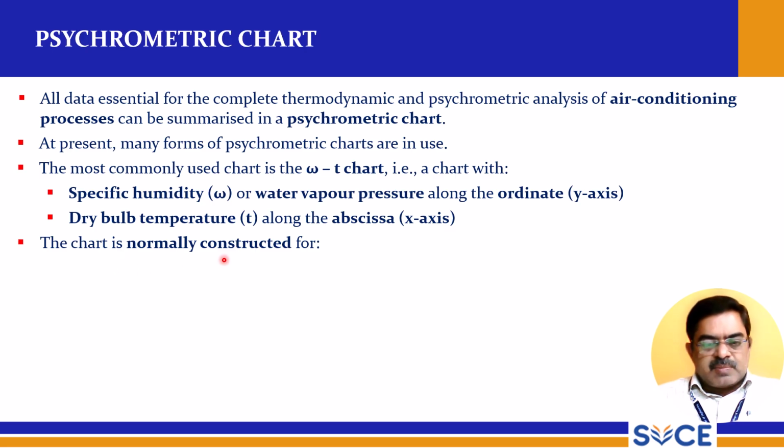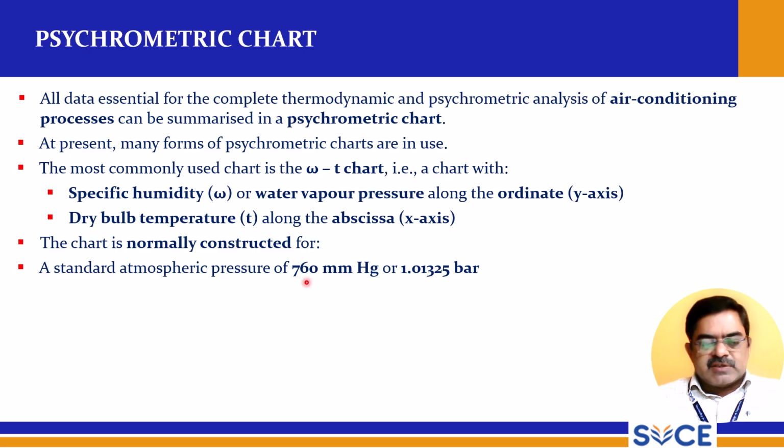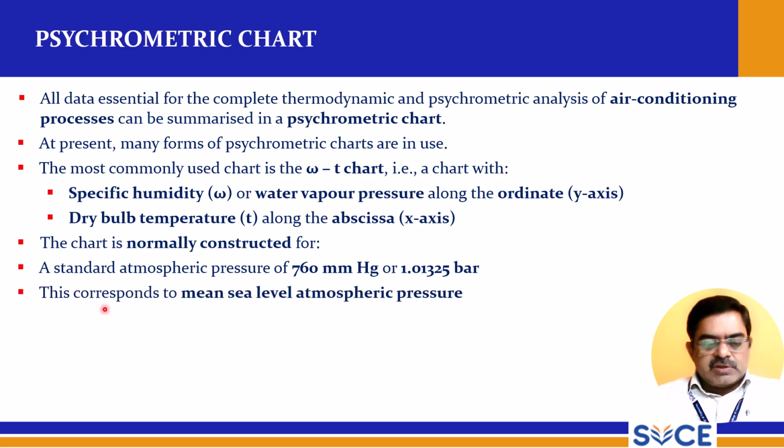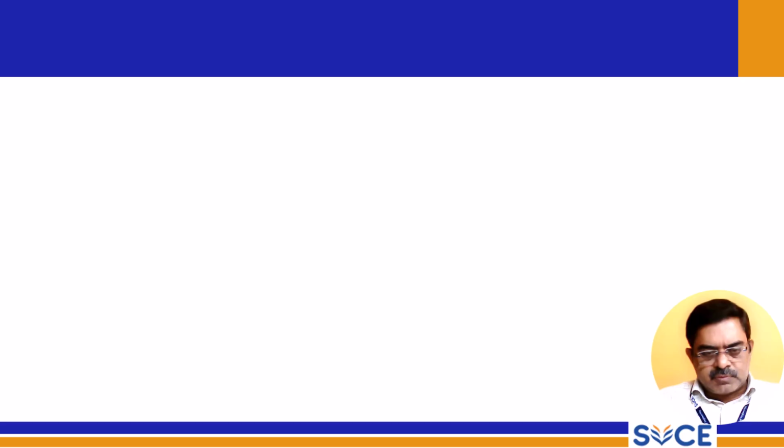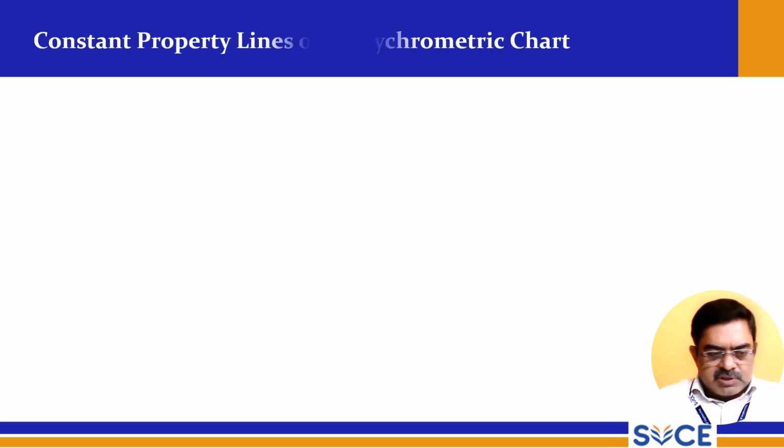The chart is normally constructed for a standard atmospheric pressure of 760 millimeter of Hg or 1.01325 bar. Normally this is the standard atmospheric pressure considered in this chart. This corresponds to mean sea level atmospheric pressure. So coming back to the psychrometric chart, now we will see the constant property lines on the psychrometric chart.